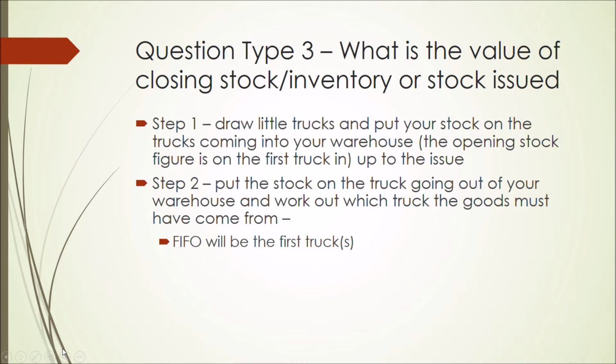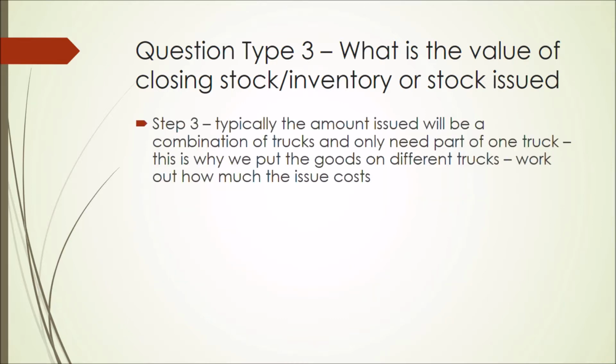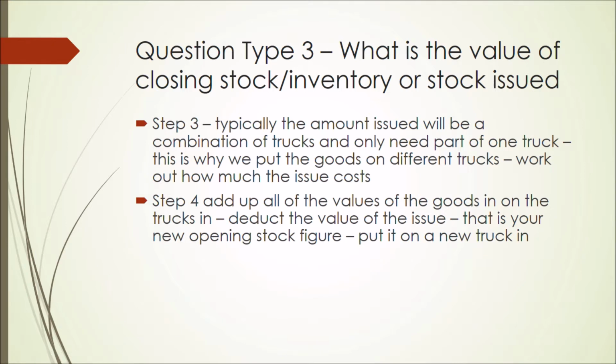So FIFO is going to be the first trucks that are part of the issue, and the last trucks will be the part of the inventory left over. LIFO will be the last trucks that we issued, and AVCO is going to be the average of all of them. So that's how you're going to do it. You're going to put your little trucks in there. We're going to have this issue, and it's usually in the middle of our trucks coming into the warehouse. So you're going to work out what combinations of those are, okay? And then you're going to add up all the values of the goods on your trucks. You can deduct the value of the issue there.